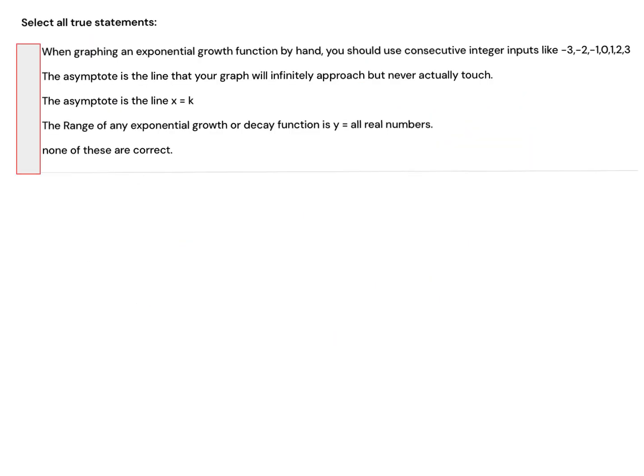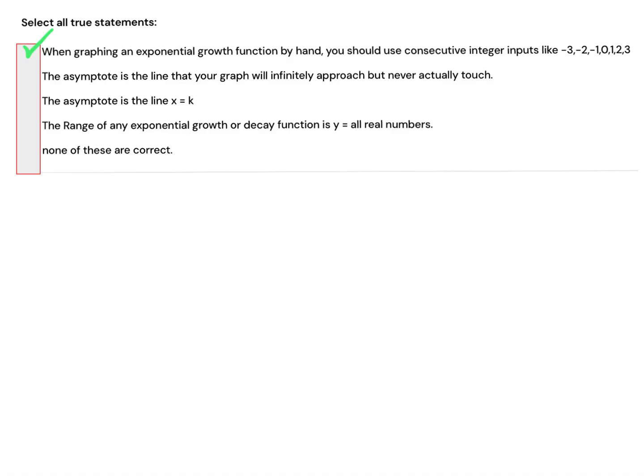On this question, we are selecting all the true statements. When graphing an exponential growth function by hand, you should use consecutive integer inputs like -3, -2, -1, 0, 1, 2, 3. Yes, if you're graphing it by hand, it's great to use these, especially if you're ignoring h and k. That way you could use the growth or the decay factor to get other outputs. It's a lot faster if you're using these consecutive integer inputs. So I would select that one for sure as a true statement, okay? Actually, check. So that's good.